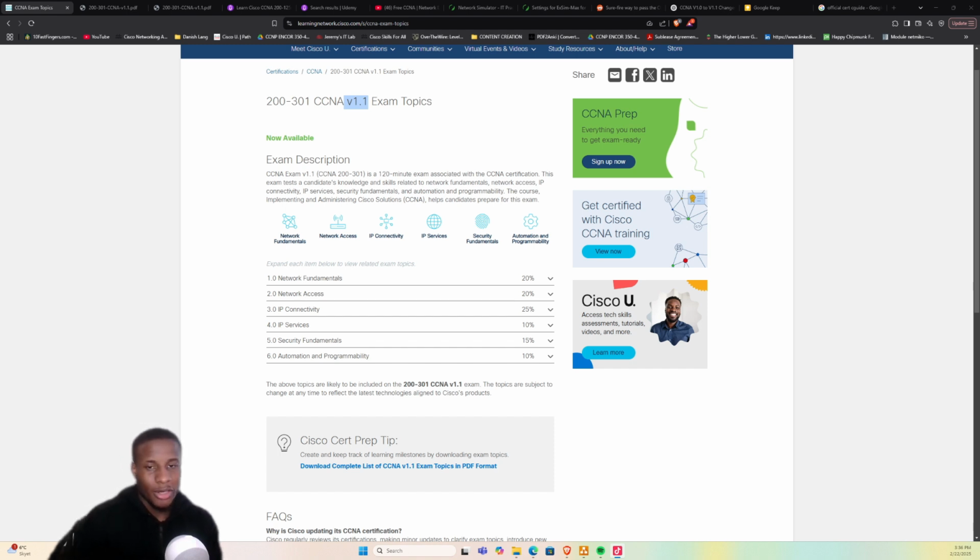The Cisco CCNA stands for Cisco Certified Network Associate, and it is an entry-level certification that tests the candidate's knowledge in network fundamentals, security, automation, as well as programmability. And it prepares you for networking roles as well as general IT roles.